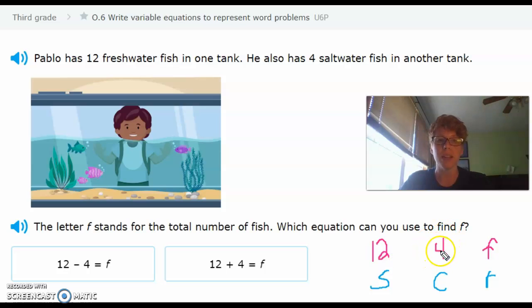Now when I say the word and, what operation clue word is that? Am I adding or am I subtracting here? I am adding. So 12 fish plus 4 fish equals F, the amount of fish he has total. Do we see one of those equations here? We do right here. So we would click on that to get the right answer. I'm going to erase my screen. We'll do another one together.